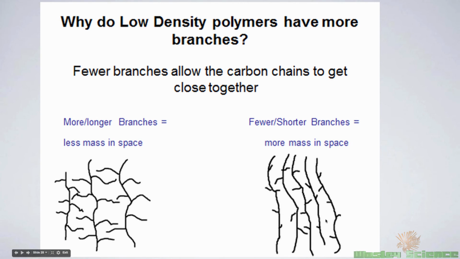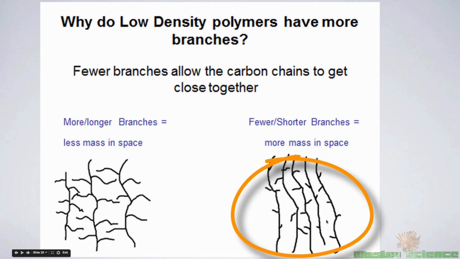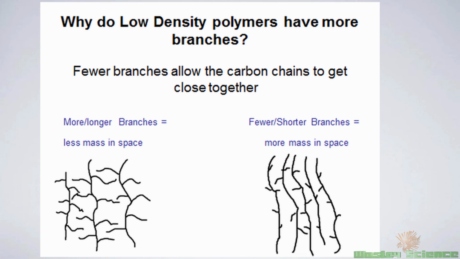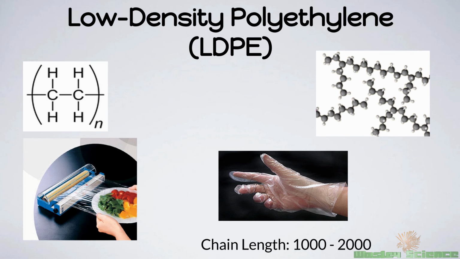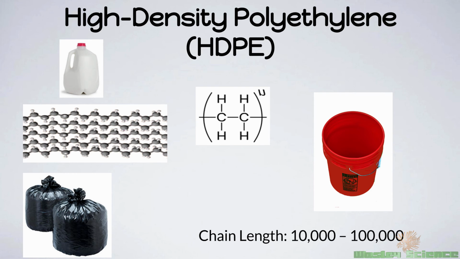And if you look at the diagram on the right, you see that the branches are much shorter, and there are fewer of them. That would represent HDPE. In the one on the right, it would be higher density because the chains are crammed more together. So there would be less flexibility and more strength. Here are some pictures of low density polyethylene. And here are some examples of high density polyethylene. So you can see the buckets, the milk jugs, the Hefty bags, just like I said.